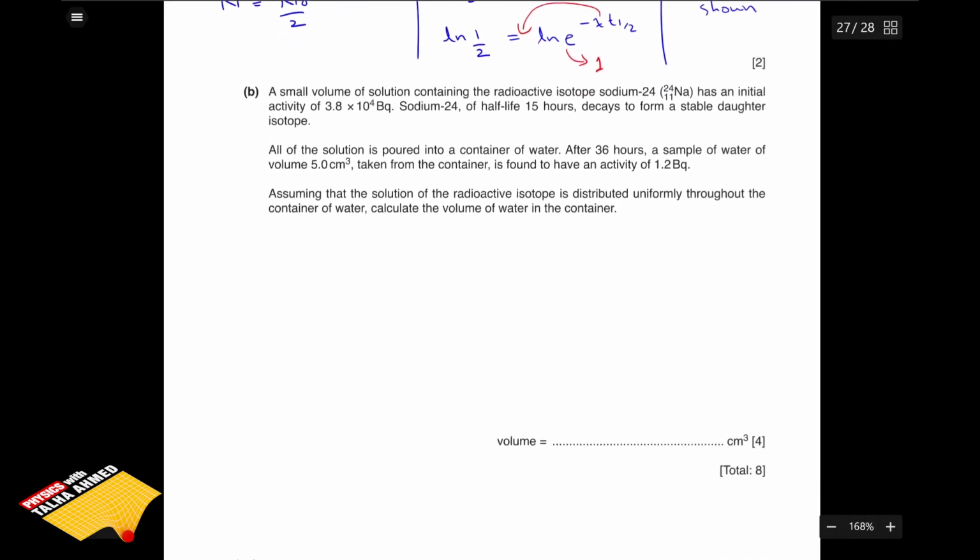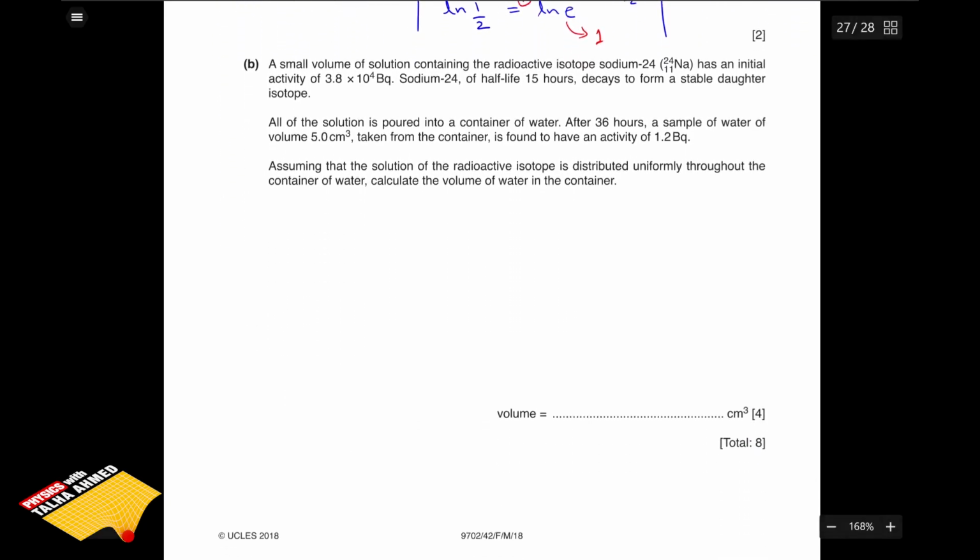Now, in the last part of this question, we have a small solution which contains a radioactive isotope, sodium 24. The entire solution had an activity of 3.8 times 10 to the power 4 becquerels. Now, sodium 24 decays into something else, which is a stable isotope, and the half life of sodium 24 is 15 hours. You note the time in which the half life is given, it's very important to keep the units consistent.